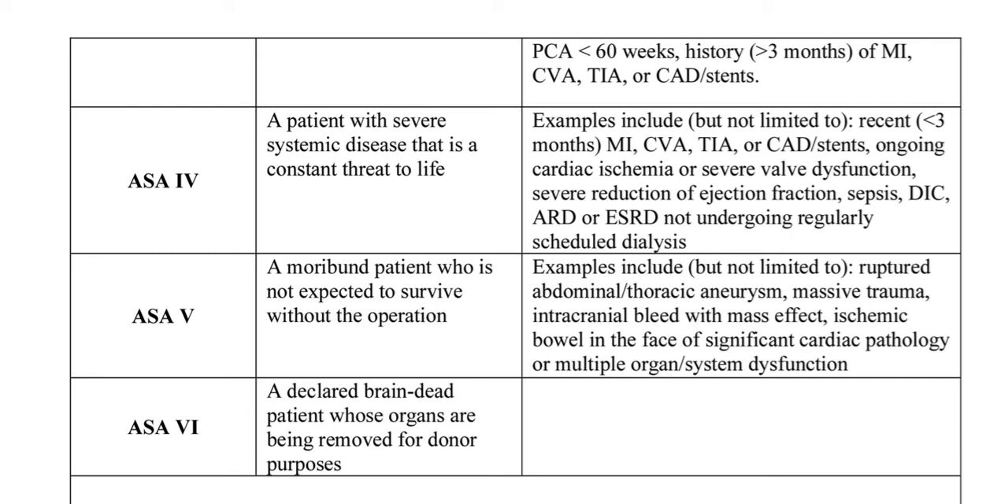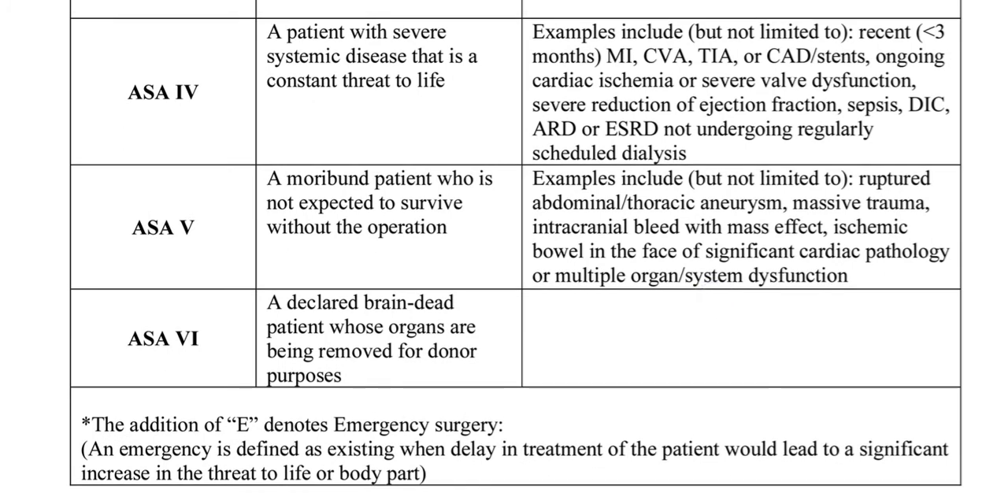Along with that, one additional E is present, ASA E, that denotes emergency surgery. If at any stage emergency surgery is required, then the patient will be classified as ASA E. And according to the American Society of Anesthesiologists, emergency is defined as existing when delay in treatment of the patient would lead to a significant increase in the threat to life or body part. So this is the definition of emergency.